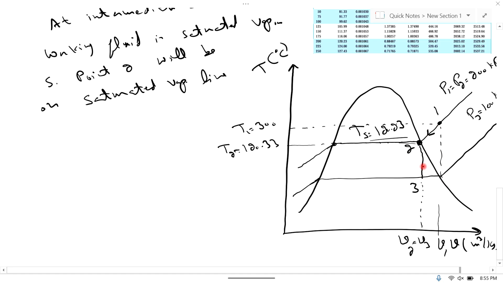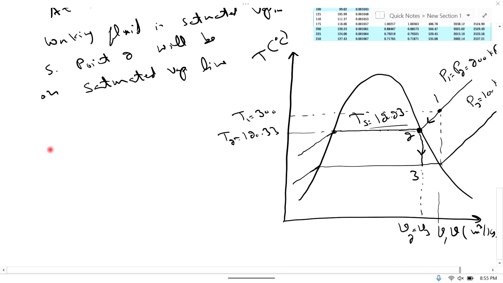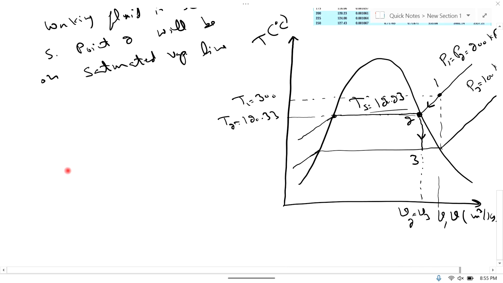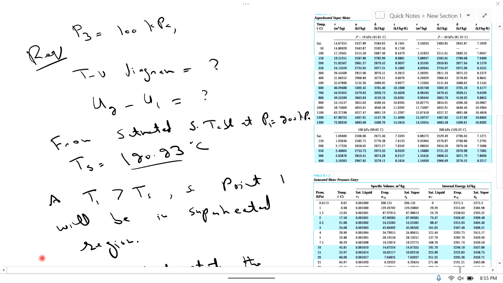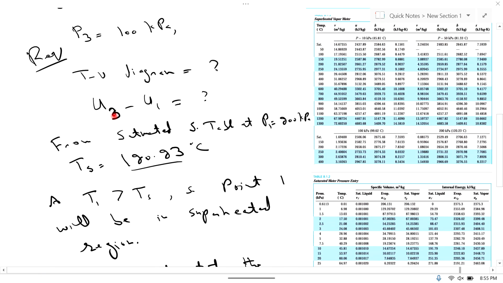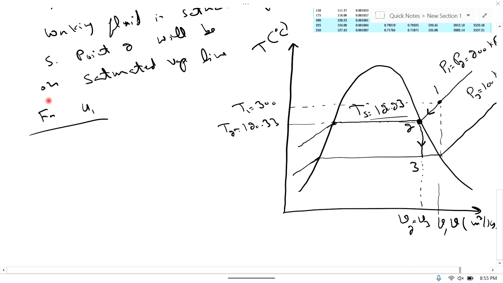So this is the TV diagram, and pressure and temperature are known here. Now we have to find U2 minus U1. First, this is the TV diagram, and now we have to find U2 minus U1. U1 is in the superheated region, so we will use the superheated steam table. This is the required value, U3 minus U1, sorry, because the final state is U3. For U1 we will use the superheated steam table.